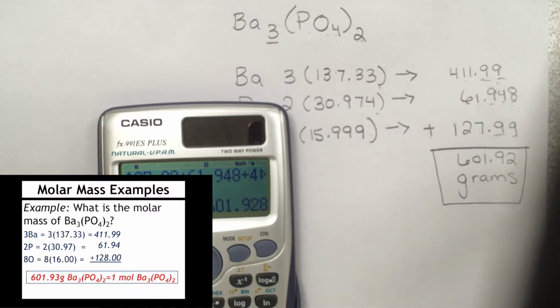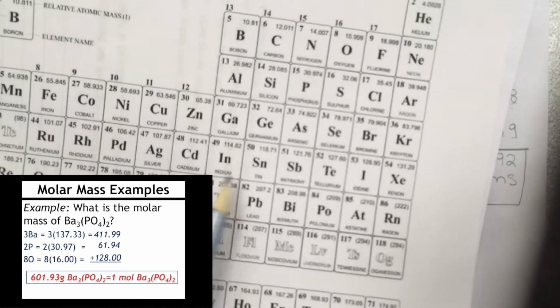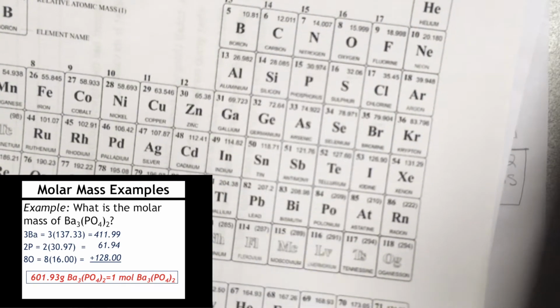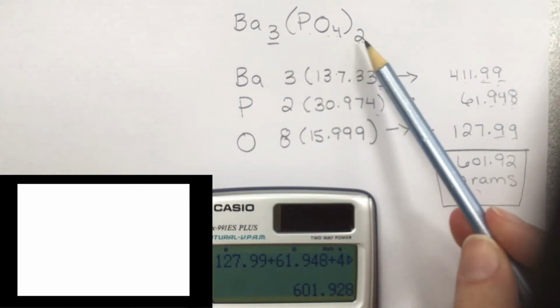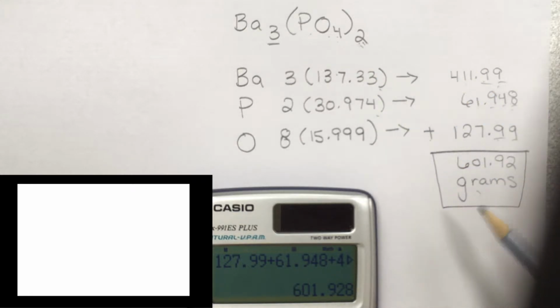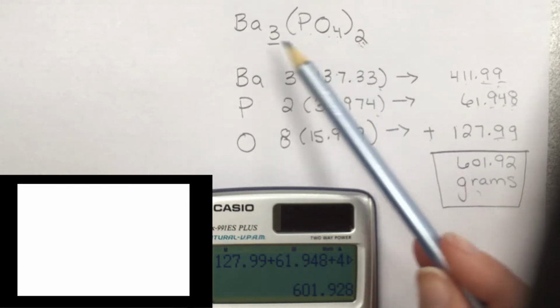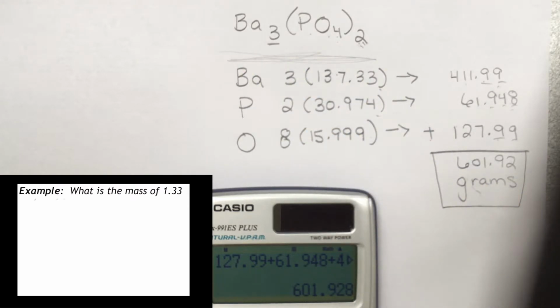Okay. And again, the answer is deviating because the periodic table I used in the past was different than this one. So just again, make sure you use the numbers on the periodic table and you should be just fine. So this is how many grams 1 mole of this stuff, the barium phosphate weighs. So for every 1 mole, this substance will weigh this many grams.